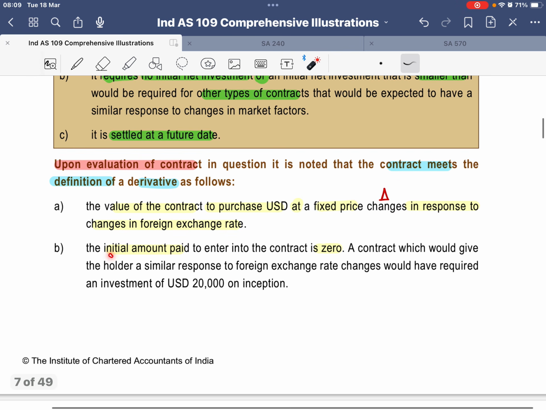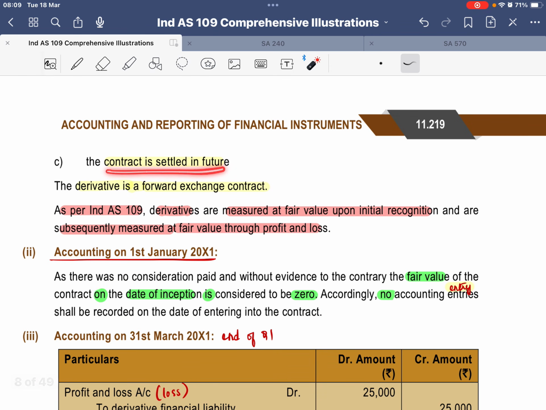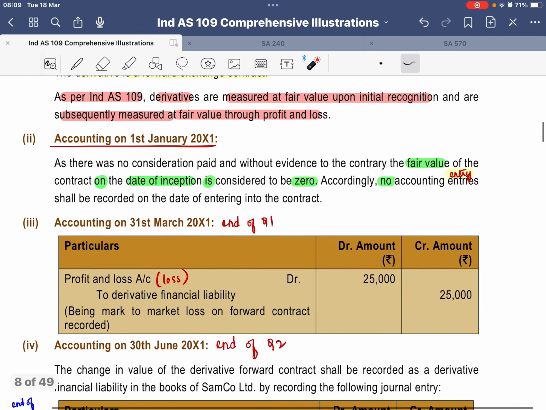Initial amount paid is 0. The contract is settled in future. The derivative is a forward exchange contract. As per Ind AS 109, derivatives are measured at fair value upon initial recognition, and subsequently measured at fair value through P&L. Accounting on 1st January 20x1: fair value on the date of inception is 0, so no entry.